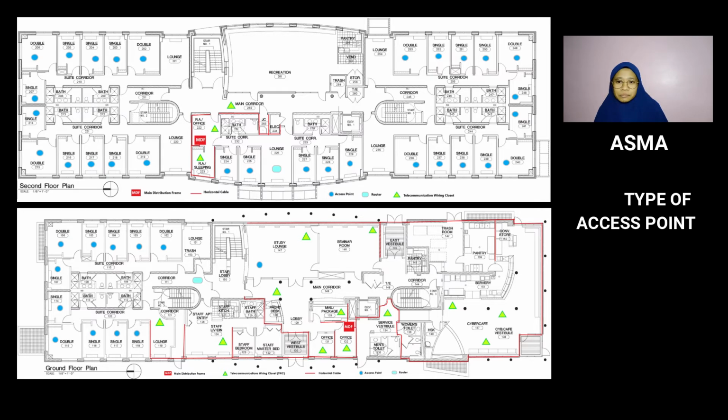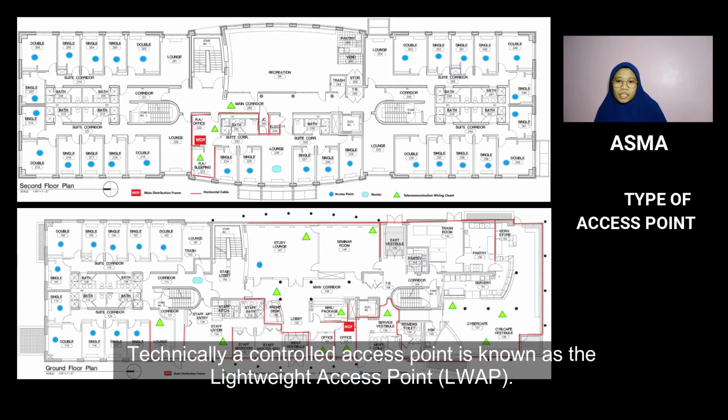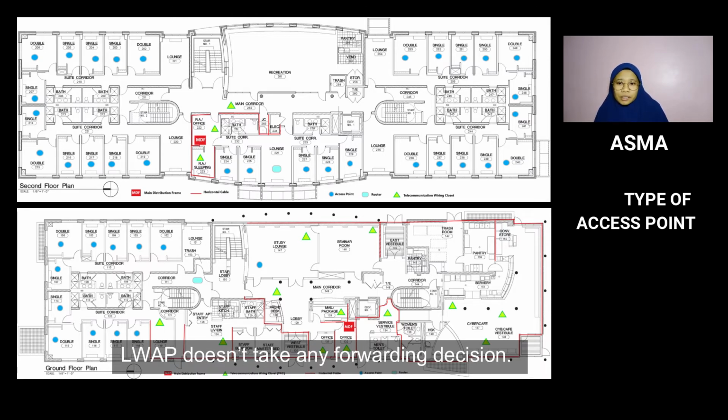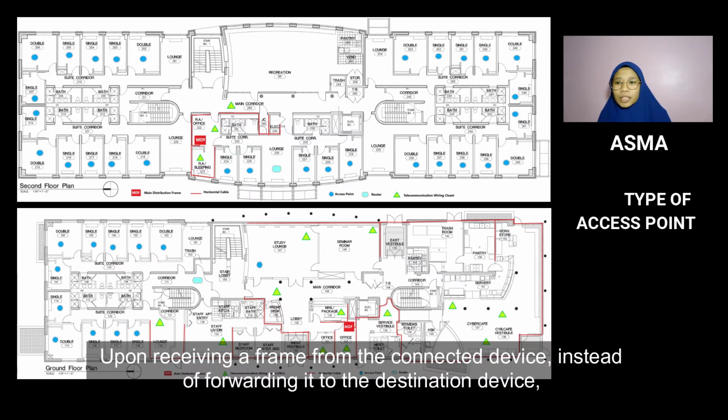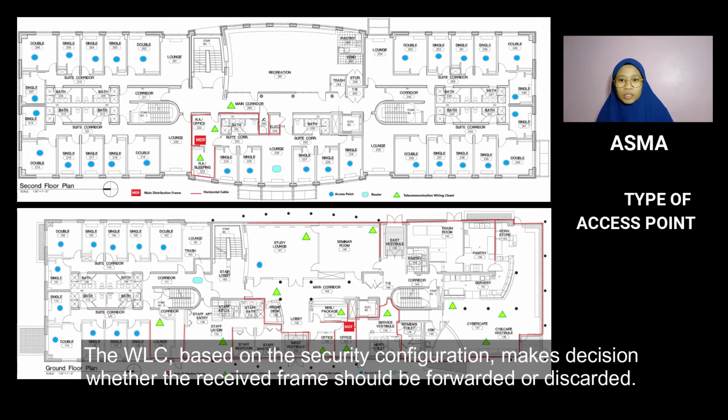Number 3, controller access point. A controller access point works as the client of the wireless LAN controller, WLC. Technically, a controller access point is known as a lightweight access point, LWAP. An LWAP doesn't make any forwarding decision. Upon receiving a frame from the connected device, instead of forwarding it to the destination device, it forwards that frame to the WLC. The WLC, based on the security configuration, makes the decision whether the received frame should be forwarded or discarded.